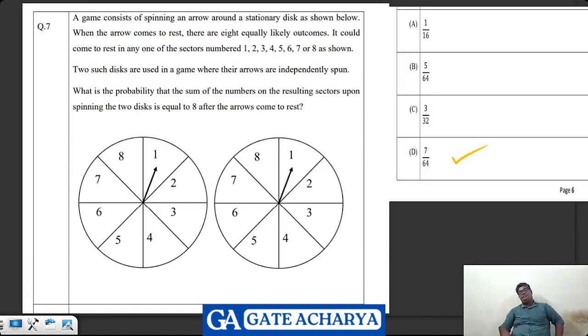Students, are you okay? Understood the game? If you want me to repeat it, I can repeat it again, not an issue. Okay, I hope everyone is clear with this. Let's go for the next problem.